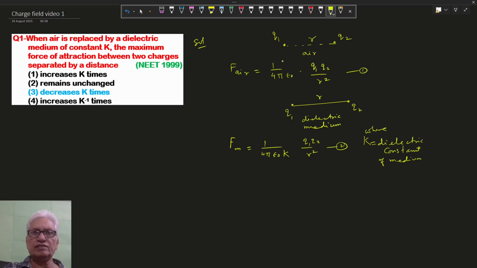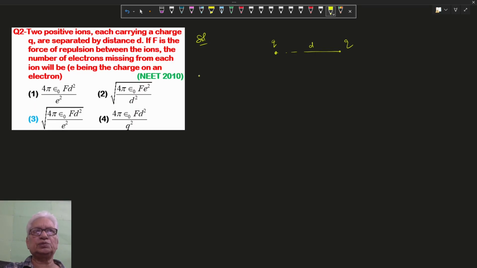Suppose you divide equation 2 by 1, then everything cancels out except K. The ratio of force in medium to force in air is 1 by K. So the force in the medium is reduced by a factor of K. Option 3 is correct.